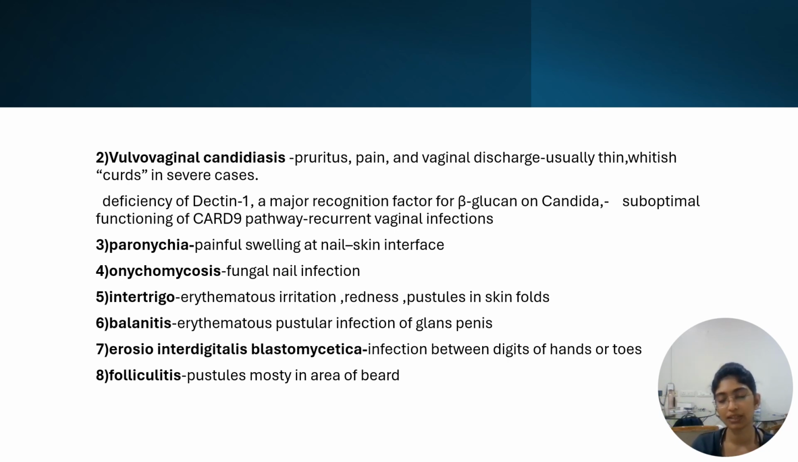Paronychia is painful swelling in the nail skin interface. Onychomycosis is nail infection. Intertrigo is infection of the skin folds. Balanitis is infection of the glans penis. Erosio interdigitalis blastomycetica is infection between the digits, and there may be folliculitis in the area of the beard.